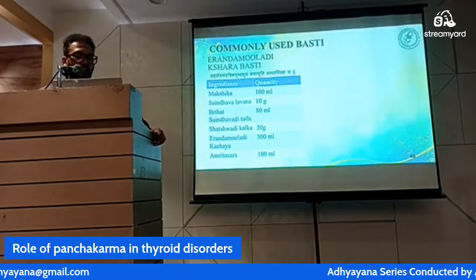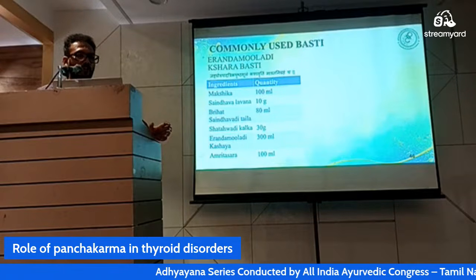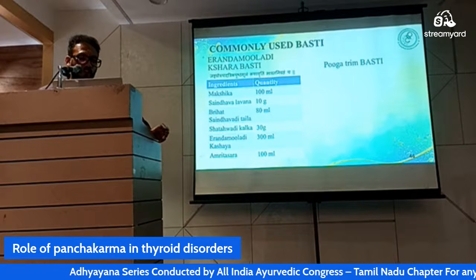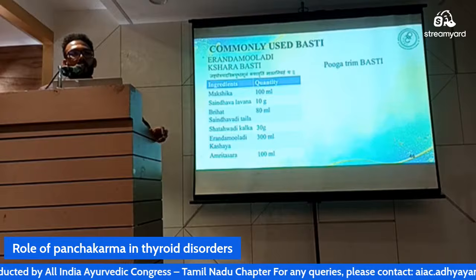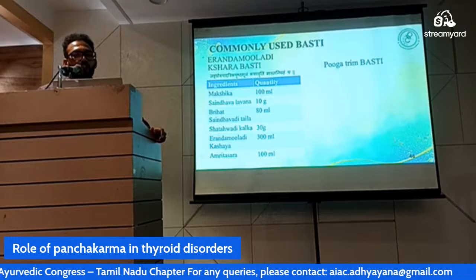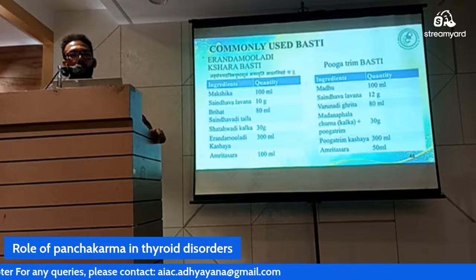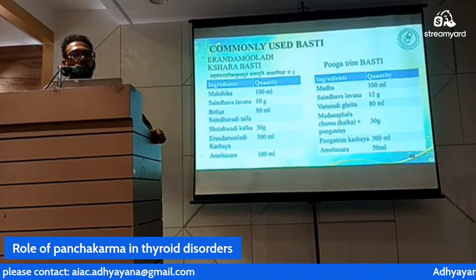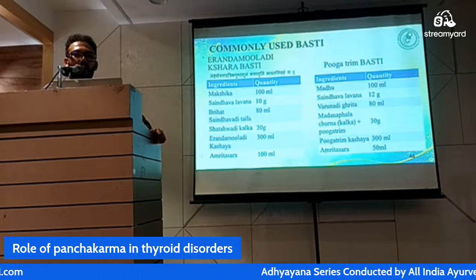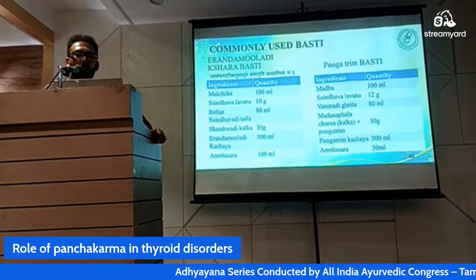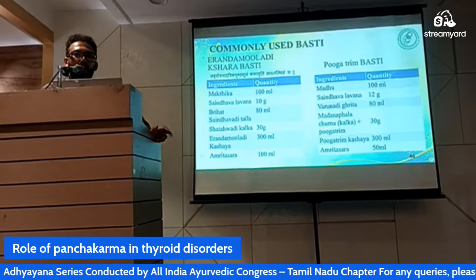Then we have Eranamoladi Kashaya and Amritasara, that is Shara, which is nothing but Gomutra, which we have taken as Avapa dravya. Then another Basti which was practiced in SDM was Puga Trim Basti. So Puga Trim was one of the churnas which we used to get over there. It was one of the medicines prepared by one of the PG scholars. Puga means arecanut, pak.